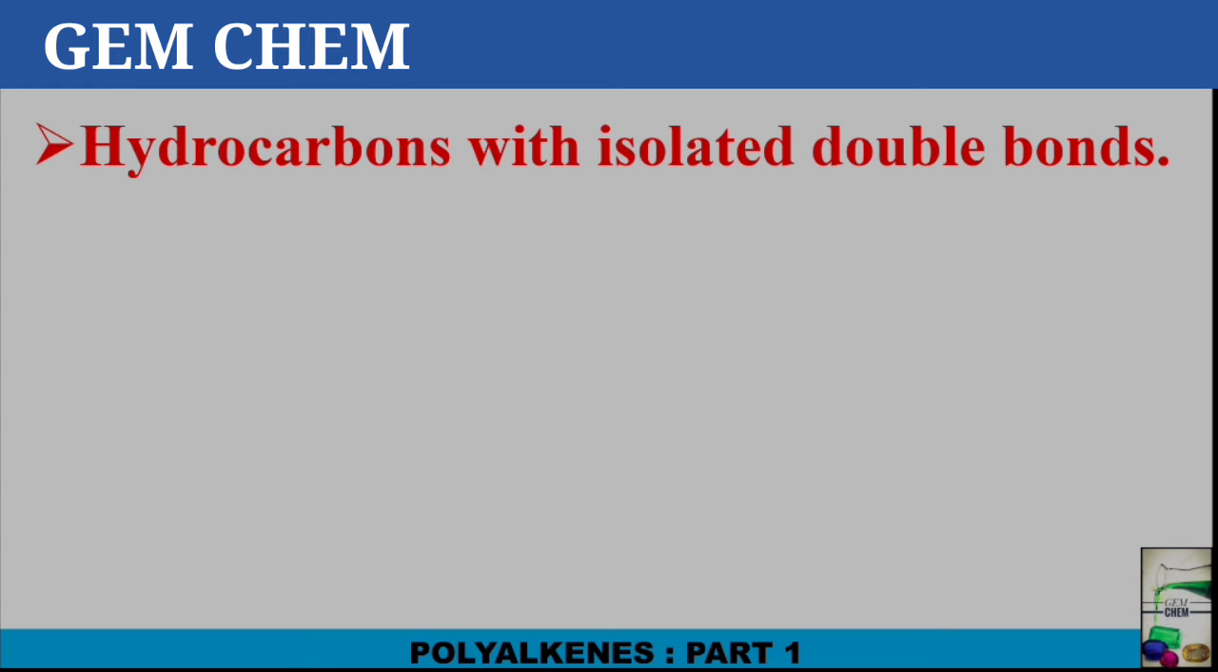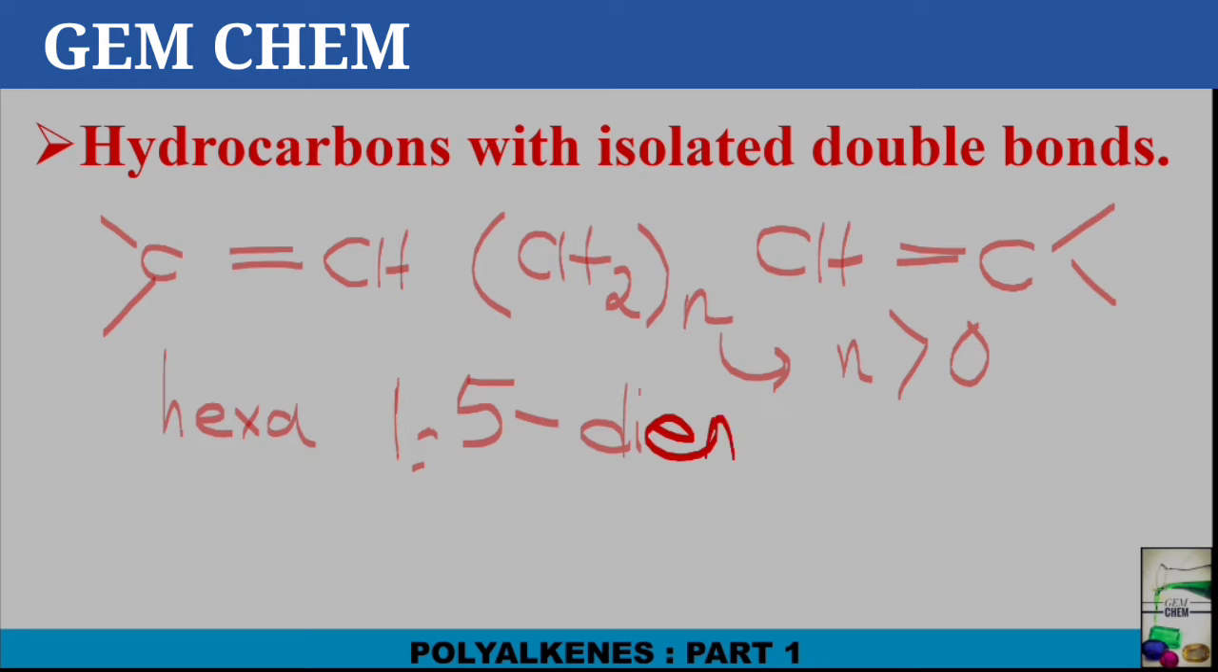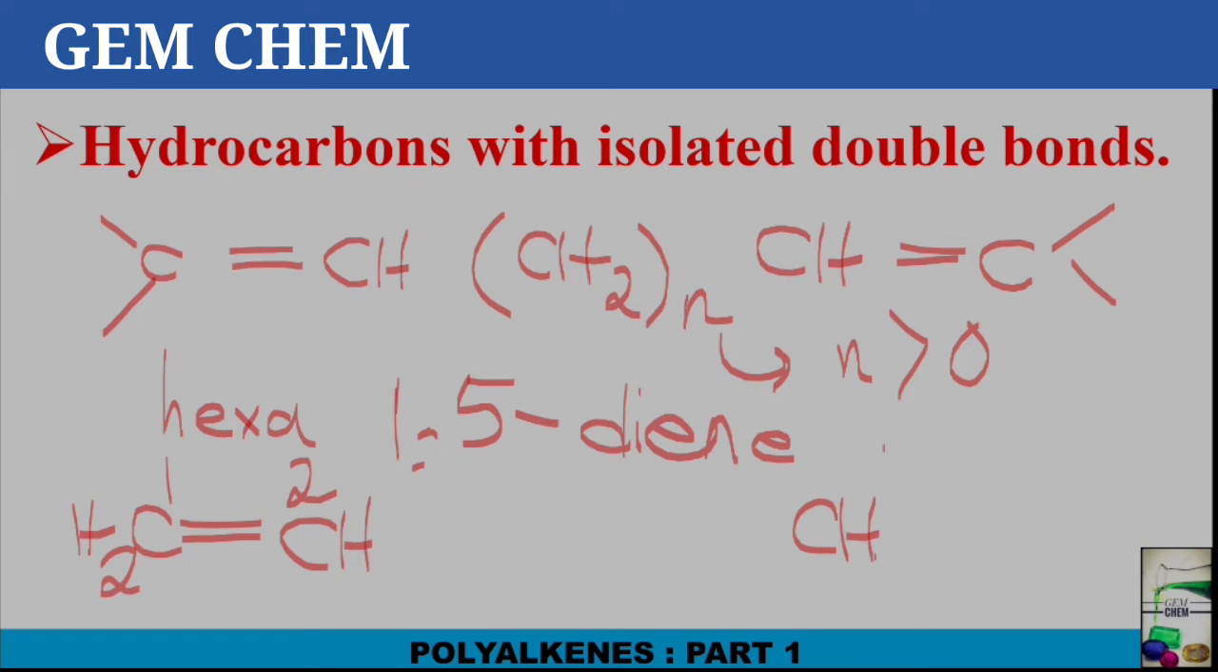So let us shift to the next one, that is first hydrocarbons with isolated double bonds. Here we see an arrangement where there is a carbon present and we have a double bond CH, then we can have a hydrocarbon chain with n number of carbons in it, followed by again CH=C, where we consider this n is greater than 0. One of the simplest compounds which we can see is hexa-1,5-diene. You can try to draw this one, hexa-1,5-diene. In this case you will see that here we have CH2=CH. So this is 1, 2, then in the 5th carbon we have another double bond. So we are left with two more carbons which are CH2 and CH2. So this is the simplest unit that we can consider.